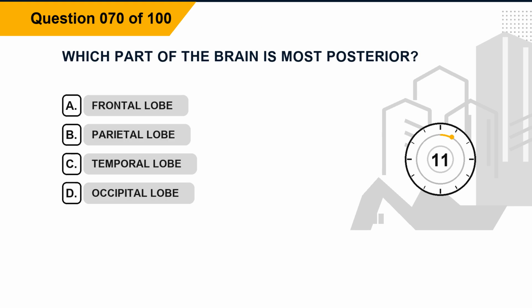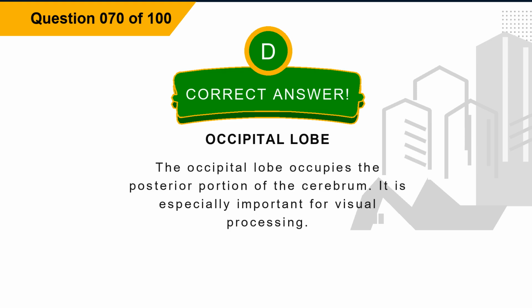Question 70. Which part of the brain is most posterior? Option A, frontal lobe. Option B, parietal lobe. Option C, temporal lobe. Option D, occipital lobe. The correct answer is option D, occipital lobe. Explanation: the occipital lobe occupies the posterior portion of the cerebrum. It is especially important for visual processing.